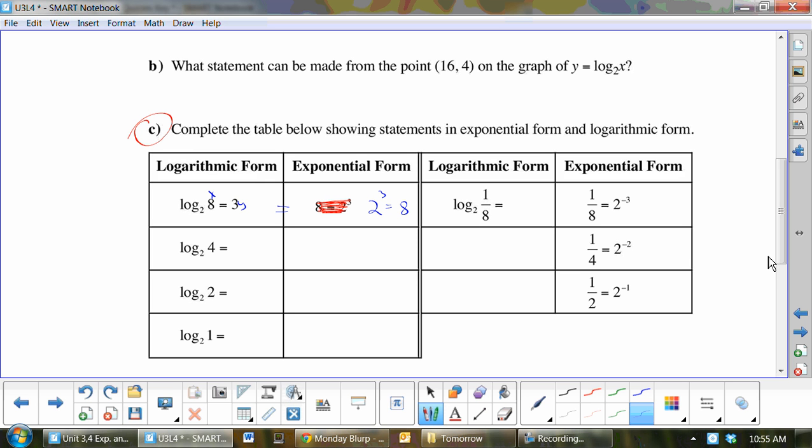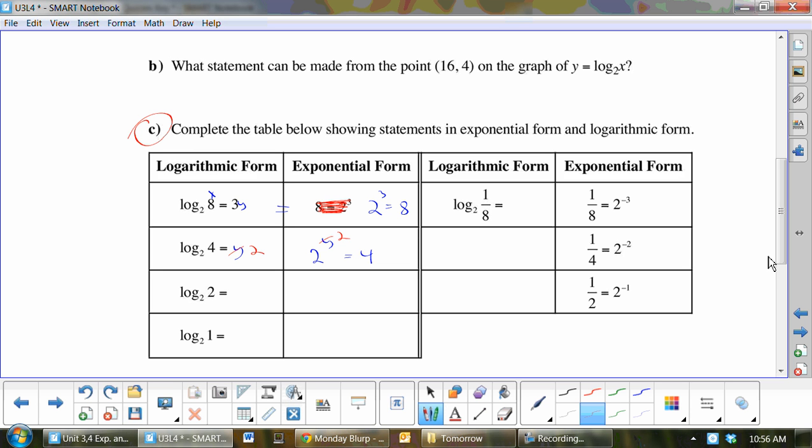Now log 2 of 4 equals. Does anybody know the answer to that? Well, let's put it in exponential form and see if you can get it. This would be considered y out here, right? So we would go 2 to the y equals 4. So you rewrite it. Then ask yourself, what is y? It's 2. So just cross that out, put a 2. So log 2 of 4 is 2. And 2 to the 2 equals 4.